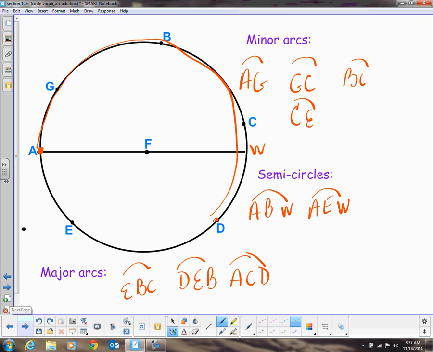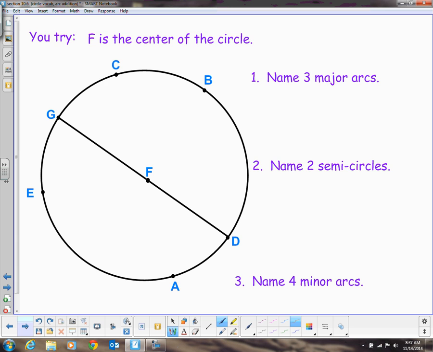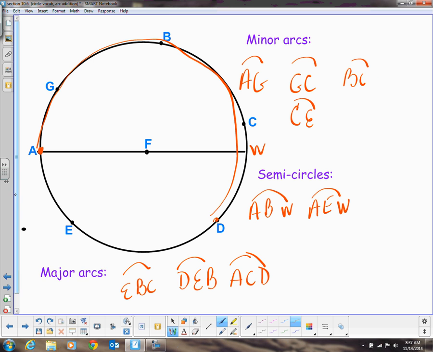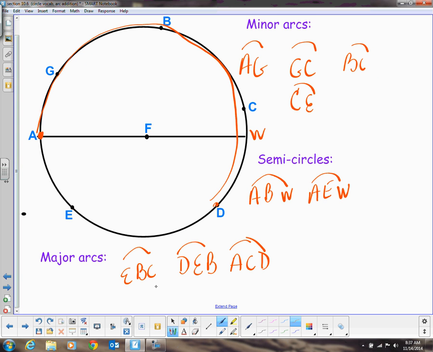All right, another key piece here. A major arc and a semicircle are not equal because a semicircle is exactly 180 and this has to be bigger than 180. But they both use 3 letters to be named.